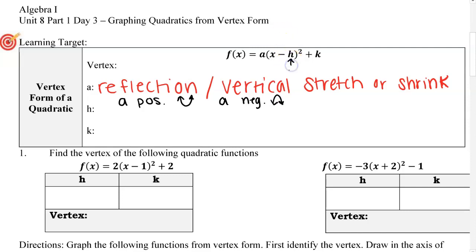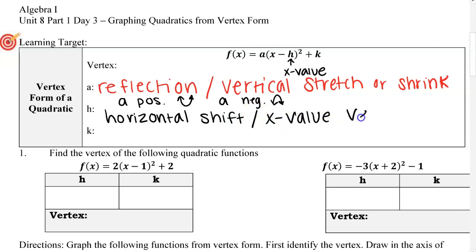The h is where we will find our x value of the vertex. It also tells us if, from the parent function x squared, there is a horizontal shift, and with that horizontal shift we can tell where the x value of the vertex is.